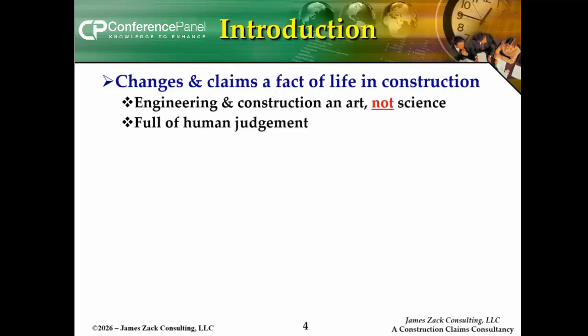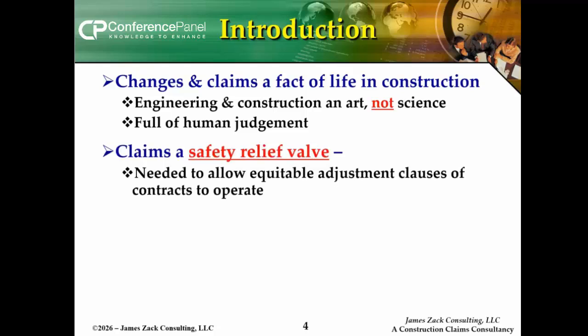I could give a construction problem to 10 different contractors and conceivably come up with 12 or 14 different solutions, depending upon how long each one would take, how much it would cost, what's the degree of risk taking, option A versus option C, things like that. So because engineering and construction are full of human judgment, that means they really are not a science. Claims are a safety relief valve in the contracts that owners issue to contractors. They're needed to allow the equitable adjustment clauses of the contracts to operate.